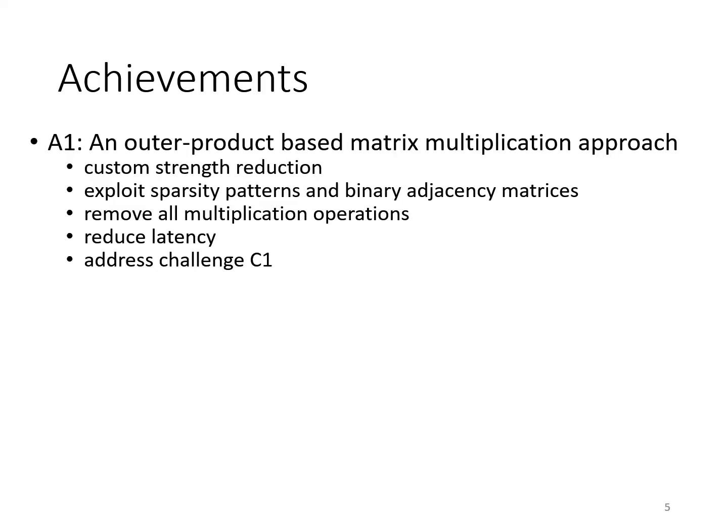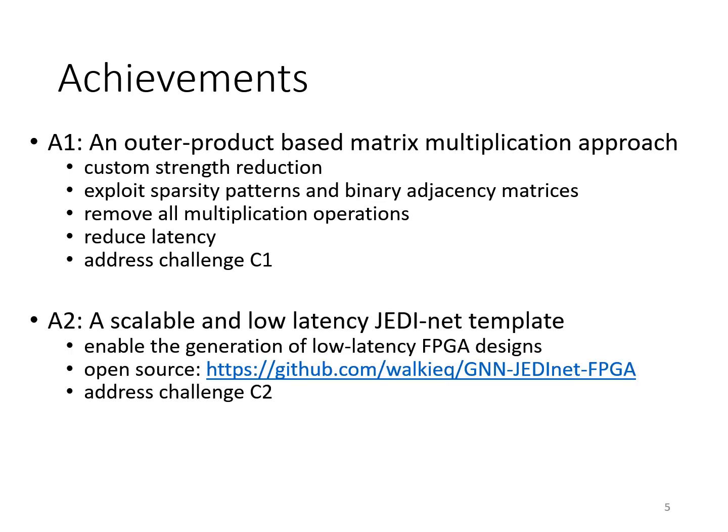To address these challenges, we developed a few optimizations. First, we propose an outer-product-based matrix multiplication approach with custom strength reduction. It exploits sparsity patterns and the binary features of the adjacency matrix. It removes all the multiplication operations and largely reduces the number of the addition operations. Thus, it helps to reduce the design latency and improve the design efficiency. It can address the first challenge.